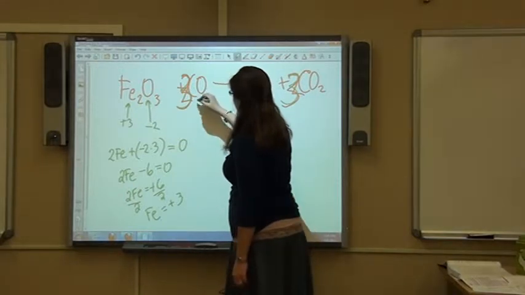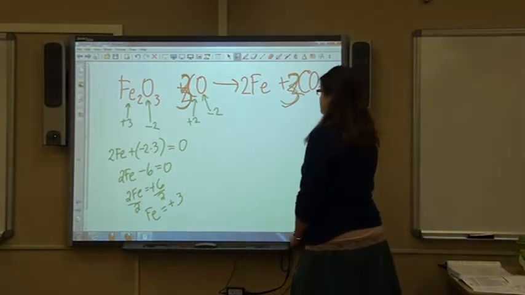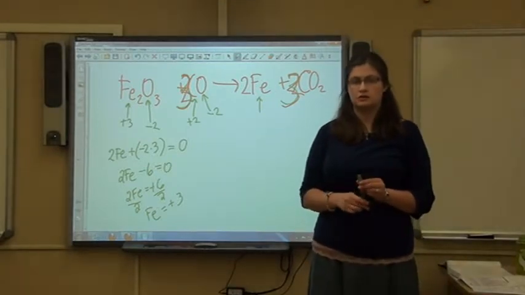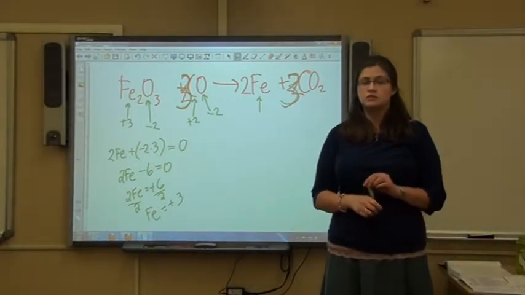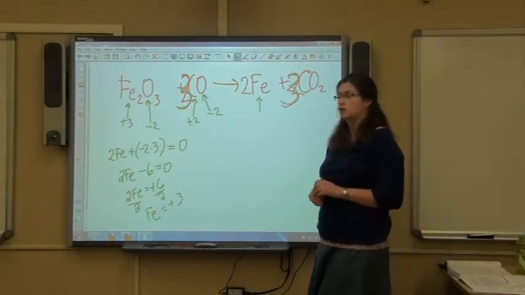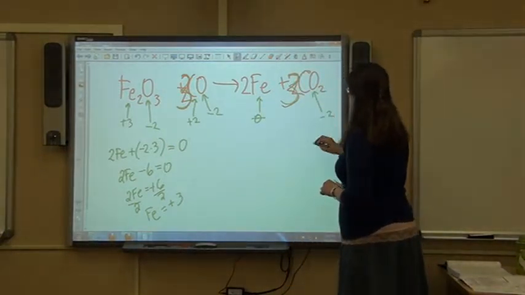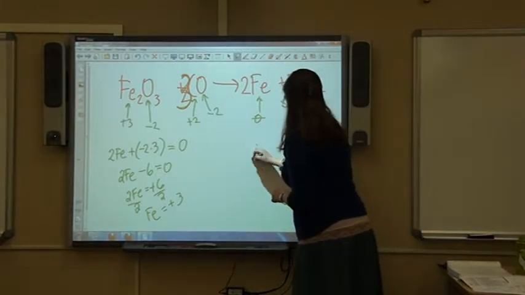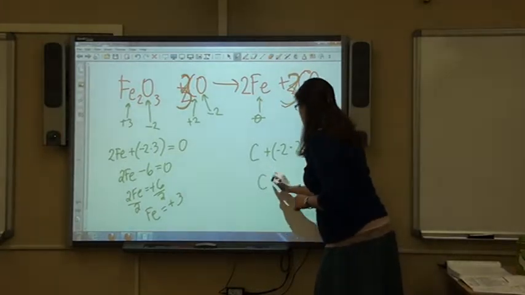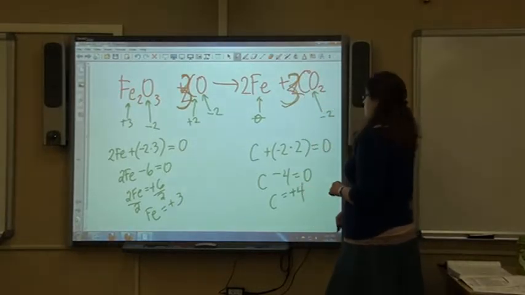Here you have -2. In this case, the copper must be +2. Aha! What is your oxidation number here for the iron? It's in elemental form, which means it fulfills rule number 1 on your table. It's an oxidation number of 0. And then finally here we have -2. And now this carbon we don't know anything about. So we have 1 carbon plus -2 times 2 yields 0. So after our algebra, we get a result of +4.